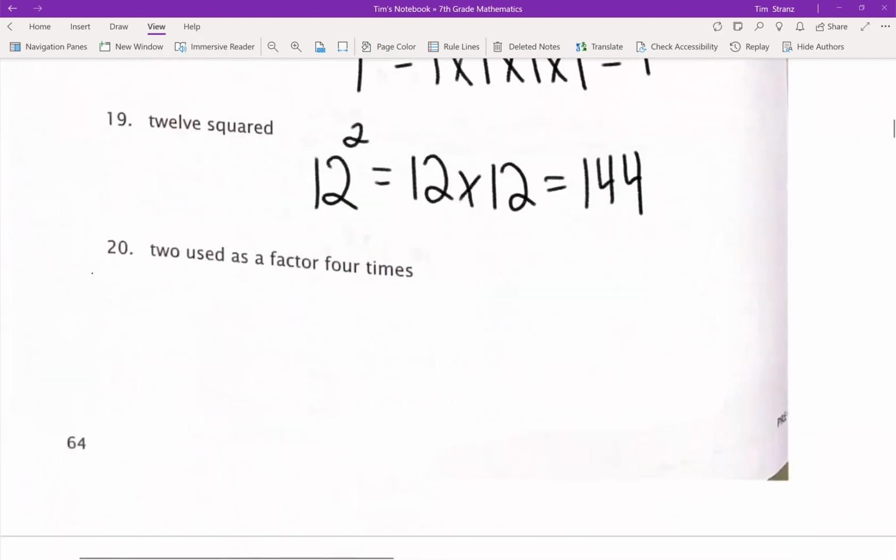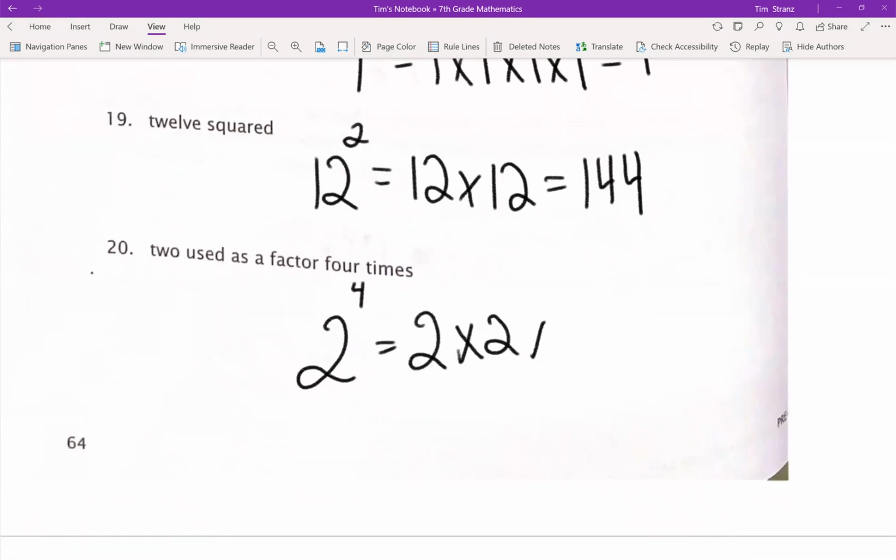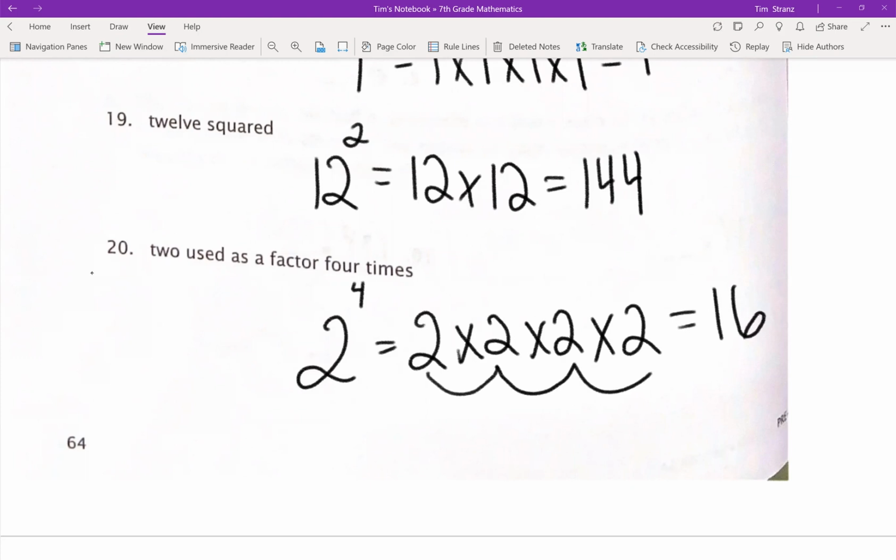And then number 22, used as a factor 4 times. That's saying 2 raised to the 4th power, which is going to be 2 times 2 times 2 times 2. Now you got to think 2 times 2 is 4. 4 times 2 is 8. 8 times 2 is 16.